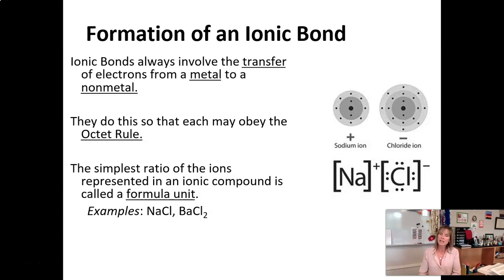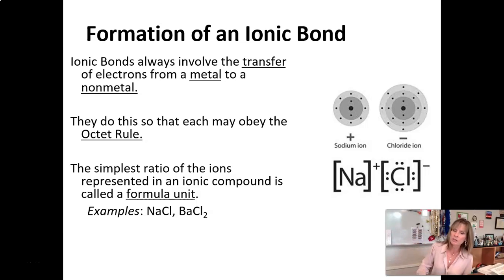All right, so how does an ionic bond form? Ionic bonds involve the transfer of electrons from a metal to a nonmetal. Here's the bell, sorry about that. They do this so that each will obey the Octet Rule. Okay, that sounds kind of strange. If one of them's given away and one of them's taken, one of them's going to be missing electrons. Well, it's not. It actually works out great.